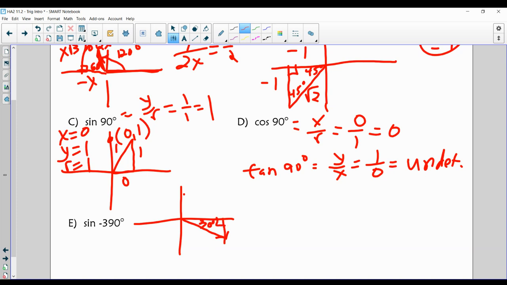So again, I have a 30, 60, 90 triangle. Side across from the 30, I'm going to make that 1. Side across from the 60, I'm going to make that root 3. Side across from the 90, I'm going to make 2. That goes down, so it'll be negative. That goes right, so that stays positive. That's my hypotenuse, that stays positive. So sine being y over r would be negative 1/2.